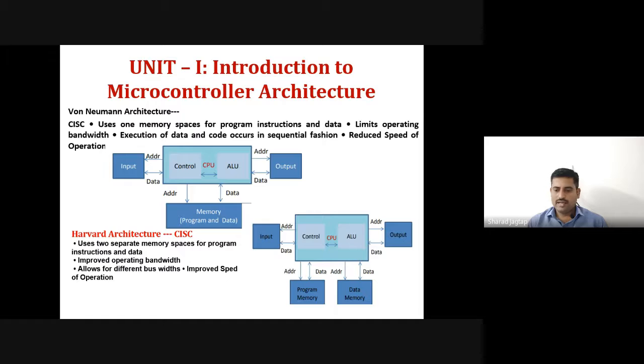Harvard architecture has program memory and data memory separated from each other. Due to that, it improves the operating bandwidth. Second point, it allows different bus widths and automatically improves the speed of operation. This second block diagram is related with Harvard architecture, in which program memory and data memory are separate.